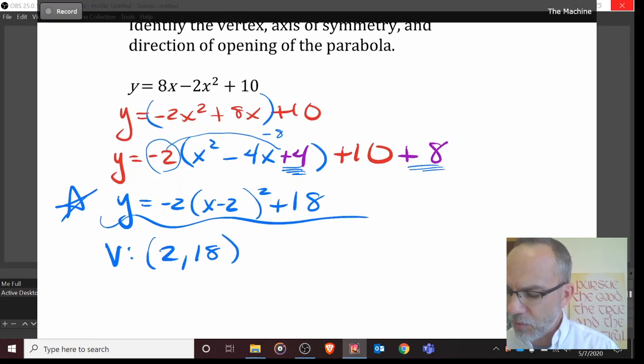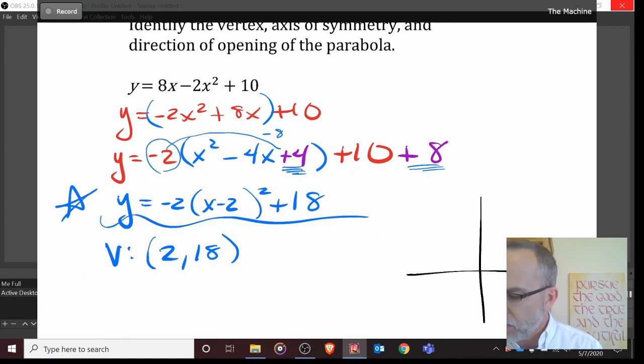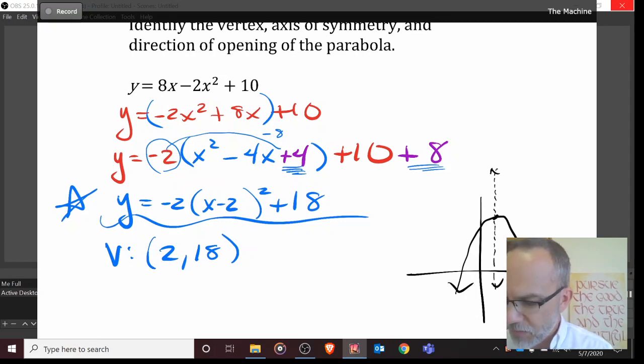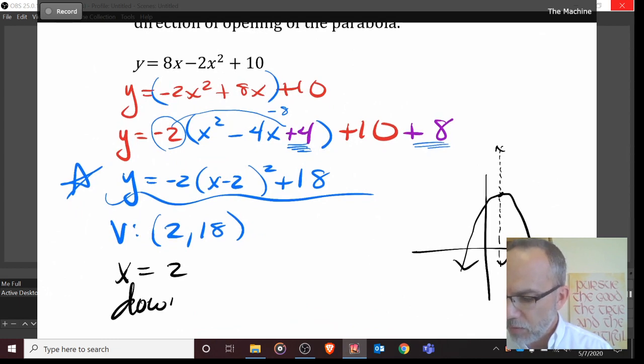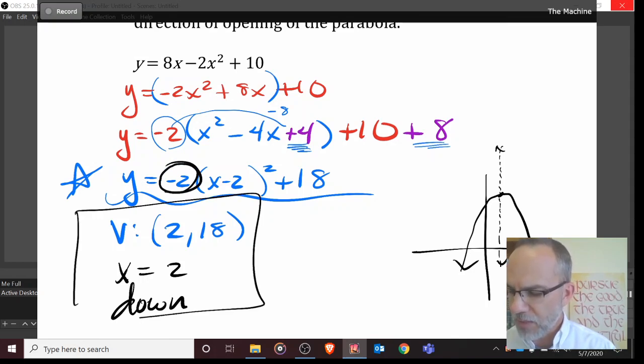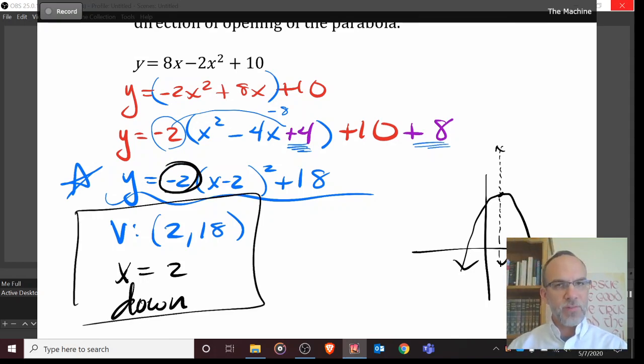And axis of symmetry. So if I do a real quick sketch, it's going to be 2, 18, so it's going to hit here, and the a value is negative, so it's going to open down. It's going to look something like that. So my axis of symmetry is always going to be the vertical line for one that opens up and down, the vertical line that goes through the vertex. So the axis of symmetry is x equals 2, and it's going to open down because my a value there is negative. Okay, so there's my answers there. A sketch will always sort of help you see these things. You don't have to necessarily do it all analytically.